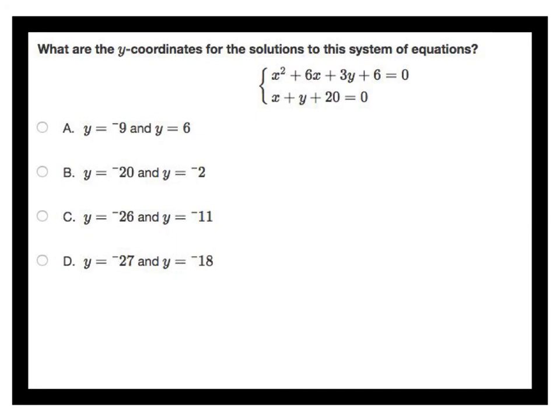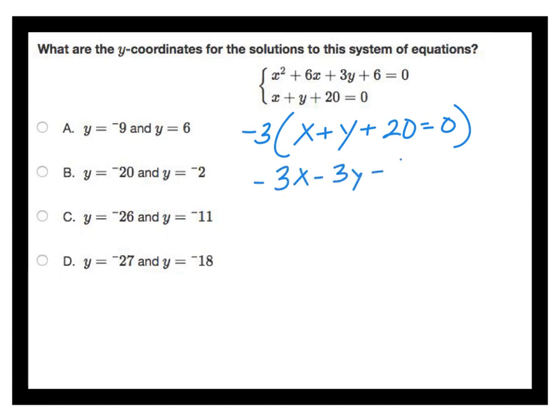So I'm going to take this problem and I'm going to do something called elimination. The first equation has in it an x squared, an x, and a y. Well, I want to get rid of that y. So what I'm going to do is I'm going to take this second equation, x plus y plus 20 equals 0. And I'm going to multiply the whole thing by a negative 3. That's going to give me negative 3x minus 3y minus 60 equals 0. I also have x squared plus 6x plus 3y plus 6 equals 0. That was my other equation.